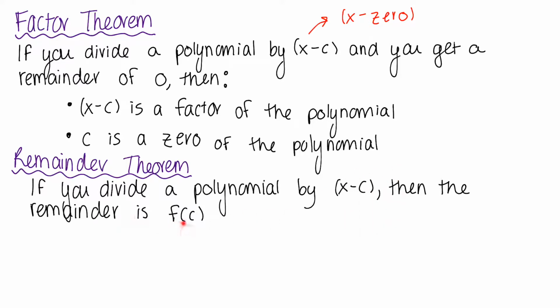then the remainder is f of c. So what this is saying is if you wanted to find f of a number, you could divide by x minus that number, and the remainder would be that value. But this one's a little less important, this one's a little more important. So let's get to using them.